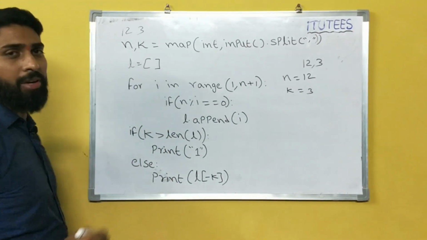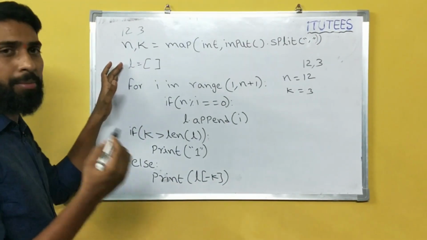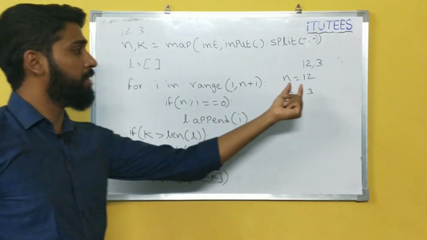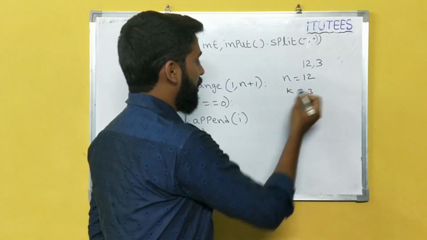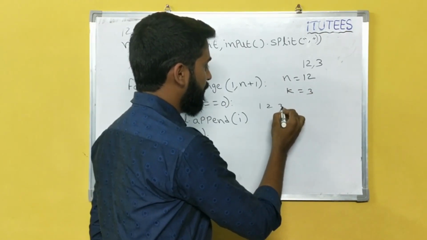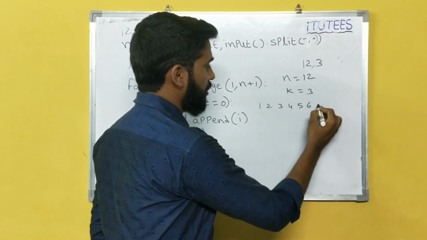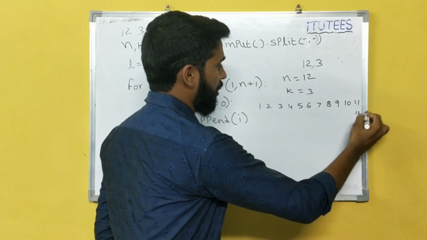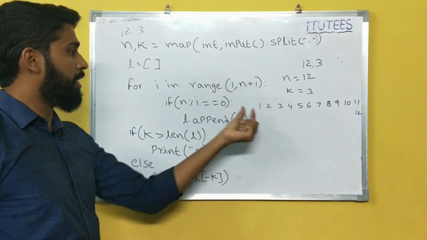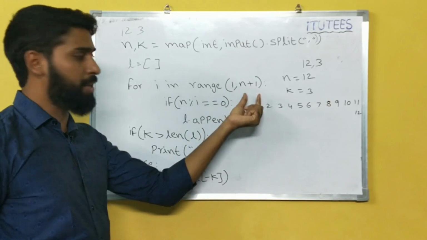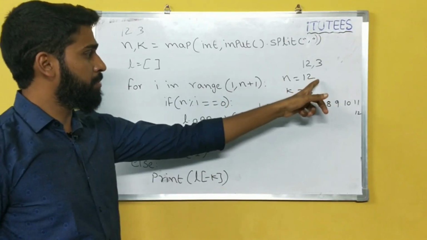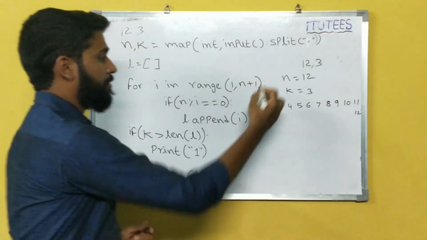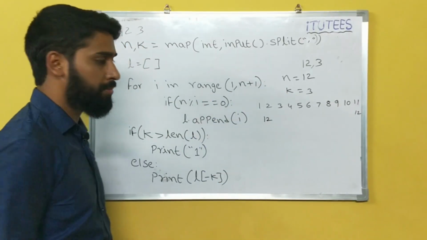Now I am taking one empty list. In this list I am going to store all the factors of 12. How can I find all the factors? I can divide by 1, 2, 3, 4, 5, 6, 7, 8, 9, 10, 11, 12. I take the range of 1, n plus 1, so 1 to n plus 1, which is 12 plus 1, 13. These are the inputs. I am taking the n value, which equals 12.